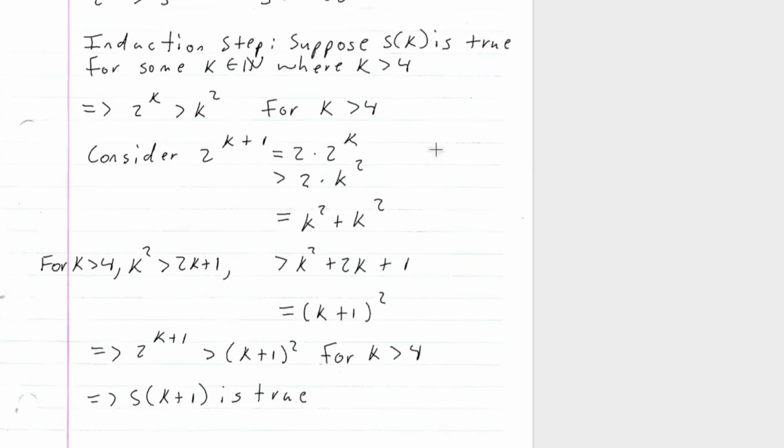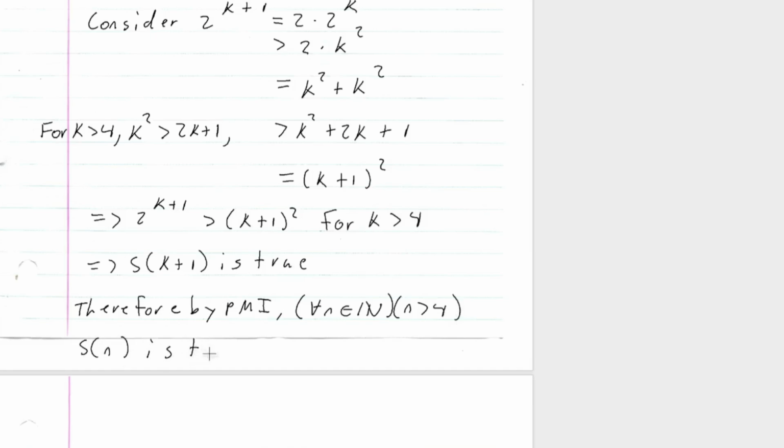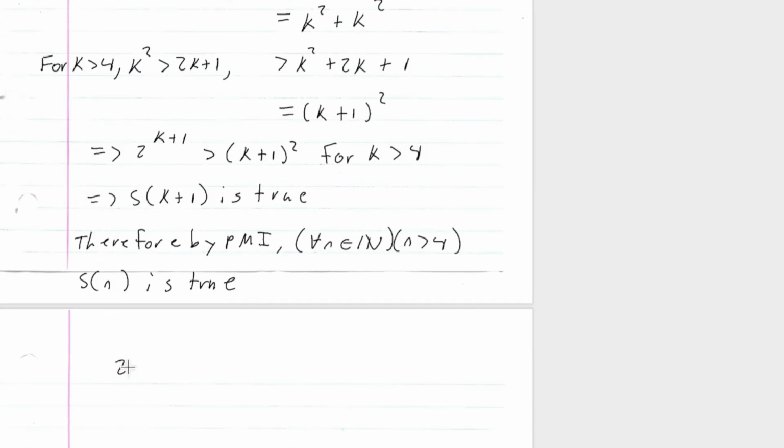So assuming the statement for k was true, we were able to show that the statement for k plus 1 is true. Therefore, by the principle of mathematical induction, for every n contained in the natural numbers, where n is bigger than 4, we have S(n) is true. AKA, we've shown that 2 to the n is bigger than n squared for all n bigger than 4. And that is our proof.